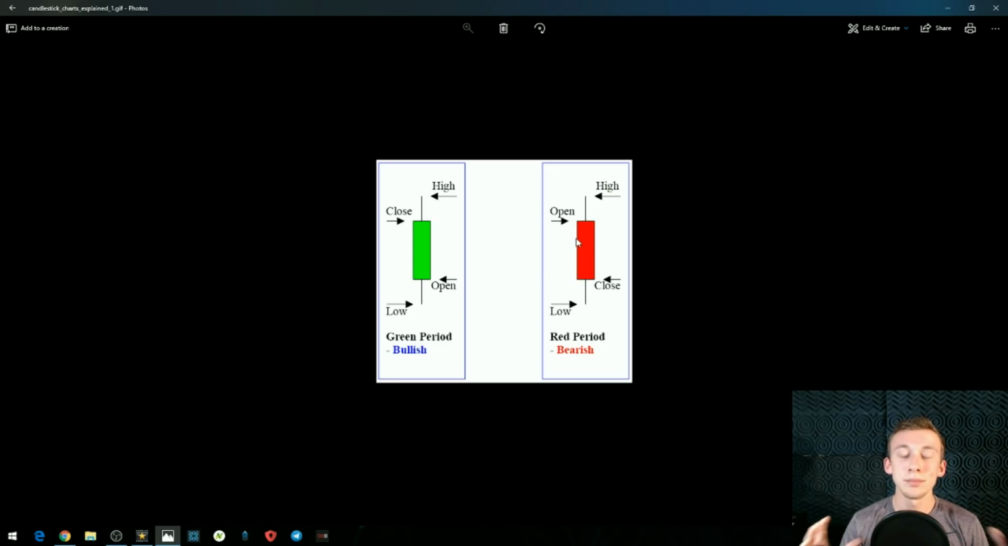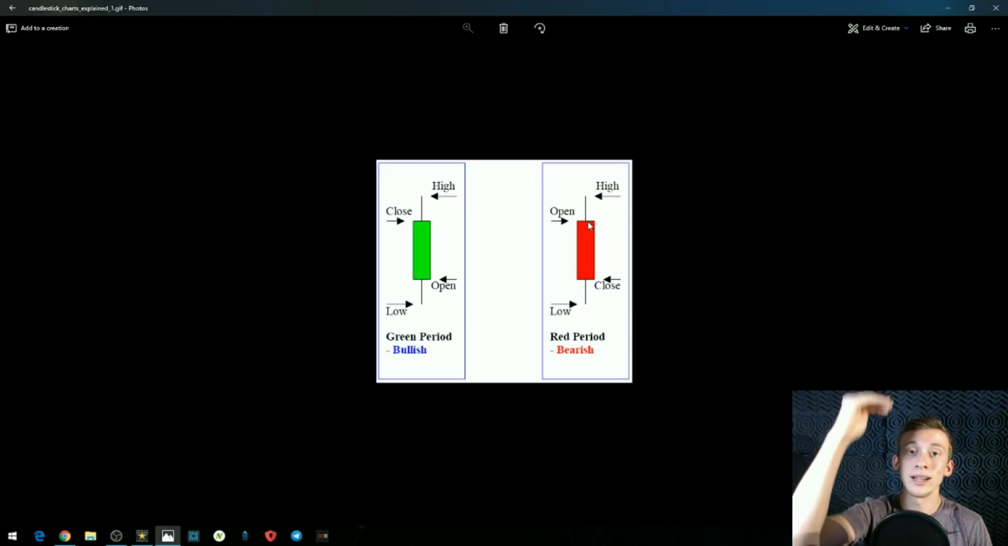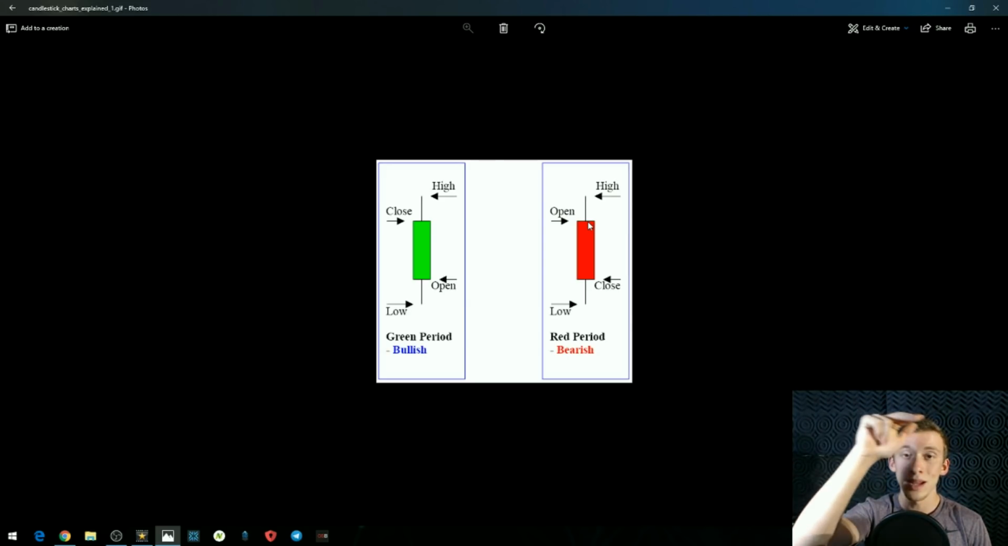Now this applies completely the same to the red side or the bearish side, but the only difference is that it's flipped on the opening and the close. The opening is going to be at the top of the candlestick because if you're going downward, the opening is going to be at the top, and then the close is at the bottom.